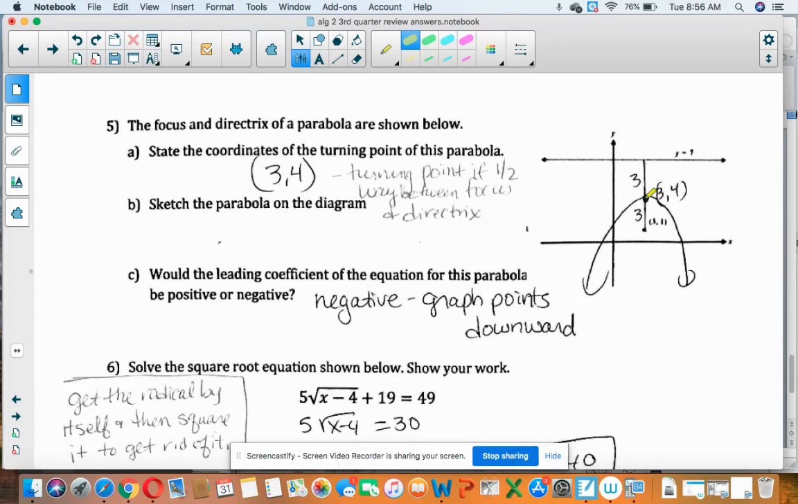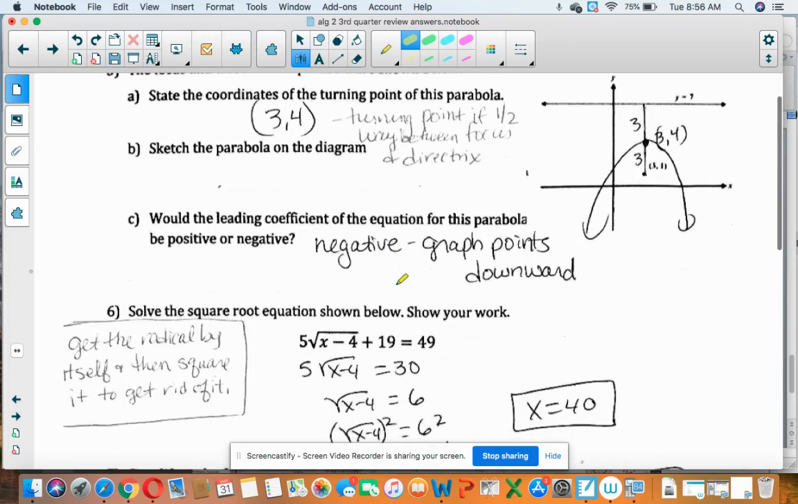To sketch it, my parabola has to go this way, because any single point on the parabola is equidistant between the focus and the directrix. It probably should have been a little bit wider, but this is just a sketch. They do want to know if the leading coefficient is going to be positive or negative, and it would have to be negative because look at it, it's facing downwards. The graph is pointing down.